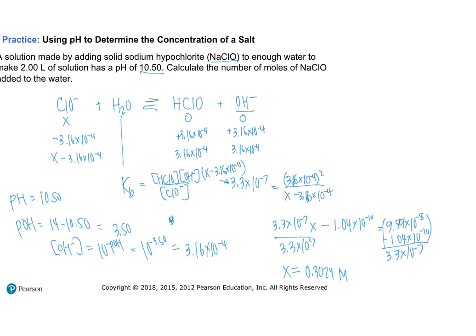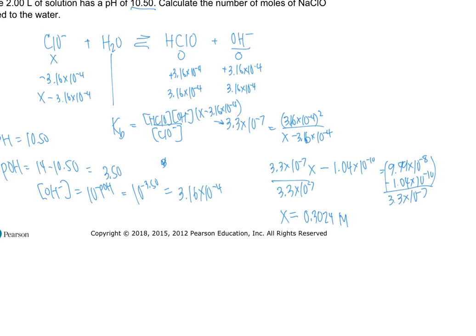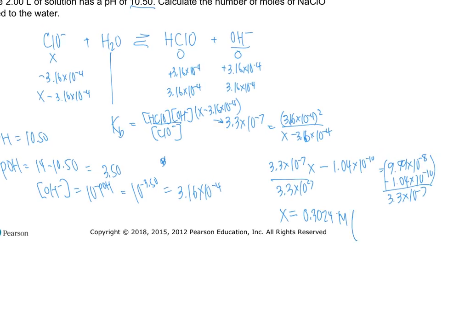So then it wants to know how many moles we put in, and so I'm going to need to remember molar is mole per liter, so I'll need to multiply by 2 liters, and I'll get 0.6048 moles of sodium hypochlorite.